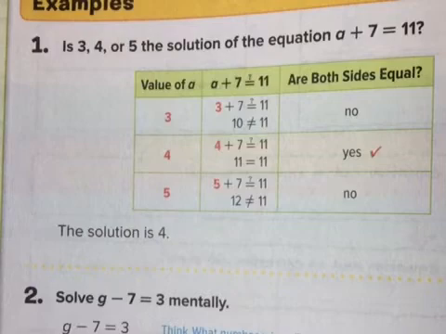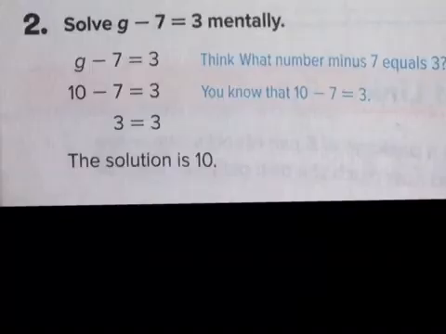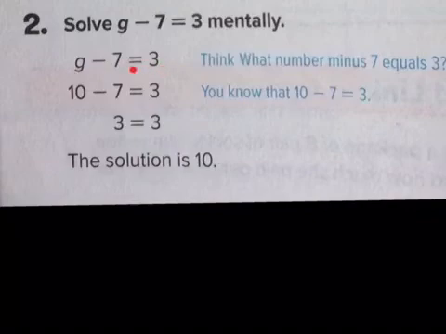But if you're just doing the guess, check, and revise method, you would do this. You would try the 3 first, and you notice that you'll get 10. 10 is not the same as 11, so it doesn't work. And then if you try 4, you'll see that 4 works because you get 11 is 11. If you try 5, 12 is not 11, so it doesn't work. This is guess, check, and revise. So the solution is 4. And then a number minus 7 is going to give you 3. If you try 10 minus 7, yeah, that'll give you 3. That's the other way to do it.